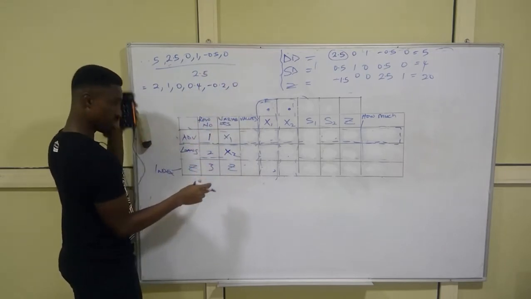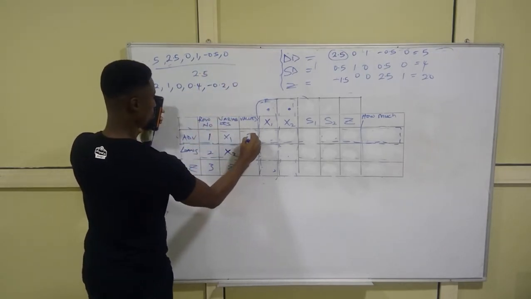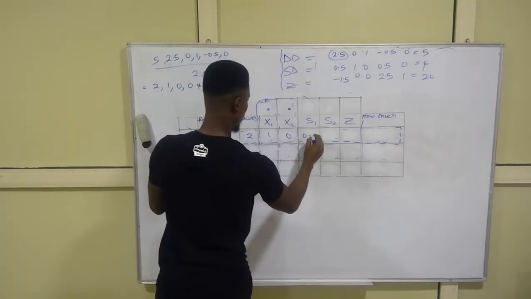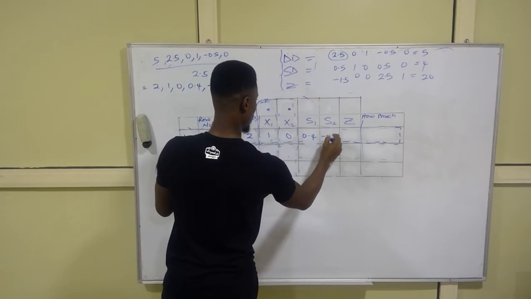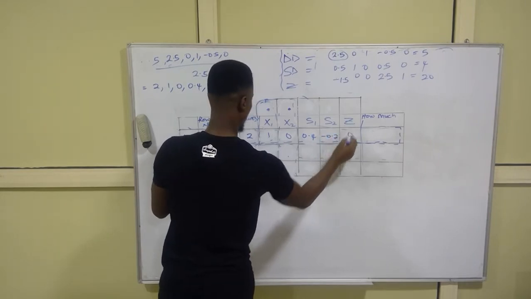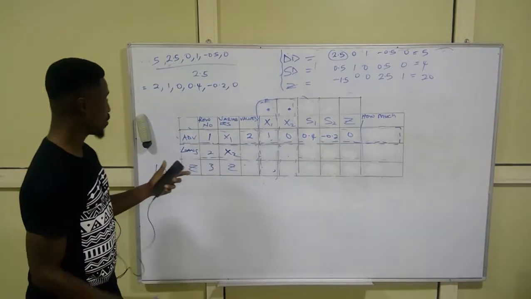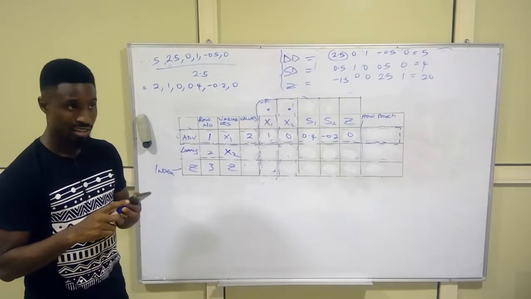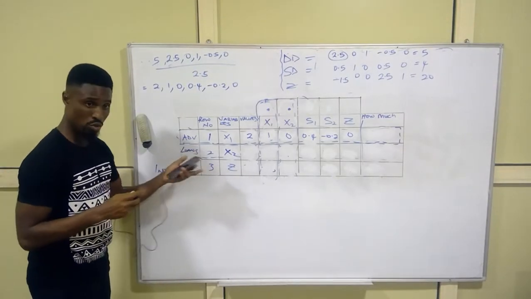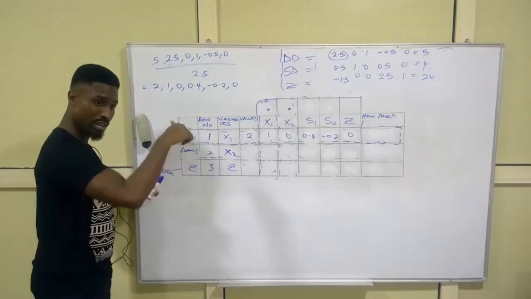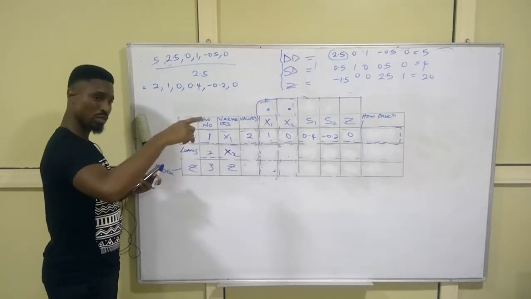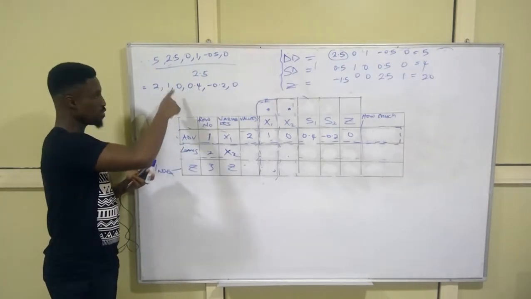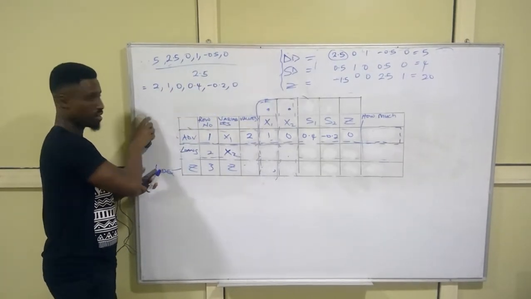So we plug this into the table directly. We have 2, 1, 0, 0.4, minus 0.2, and then 0. And then for the second row, we know that the formula from the last one we did was the old second row minus whatever the coefficient was, multiplied by the new first row, that is our pivot row.